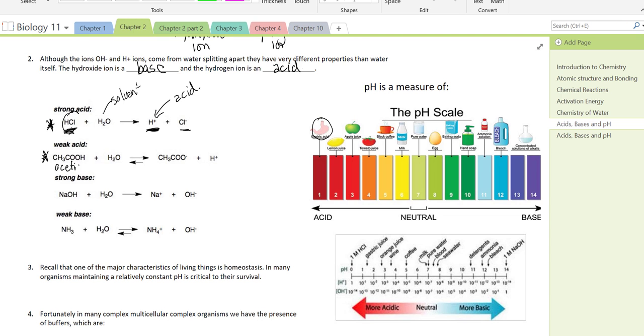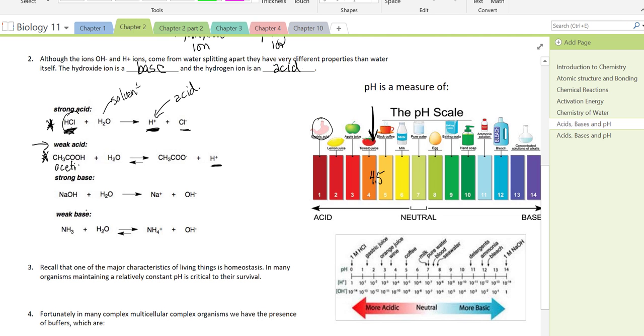So again, if we look, no, it's not on the scale, but vinegar would be probably right around the same level as tomato juice. Tomato juice is probably around a 4, 4.5 on the pH scale. So we say it's a weak acid, not quite as strong, right? And when we add it to water, it separates, producing the hydrogen ion, and therefore an acid.